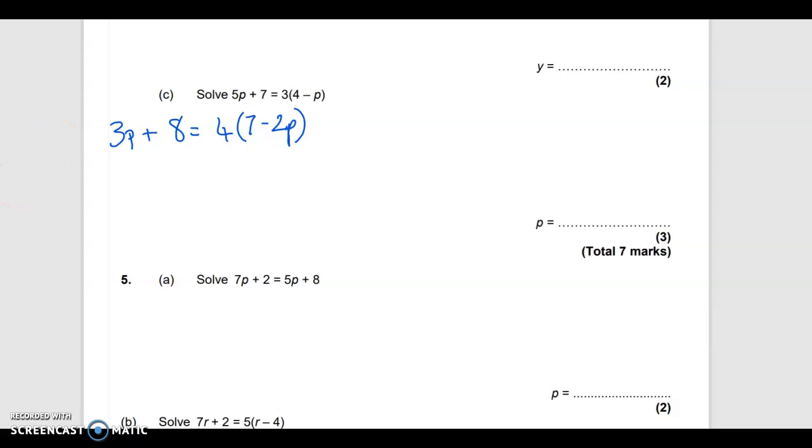I'm going to do solving linear equations where you have a bracket and also you have letters both sides. So there's a few steps to these. I'm going to take you through this example here in blue and then you can have a go at the other ones on this page.